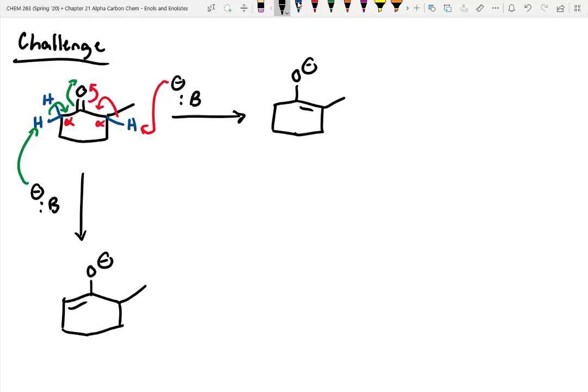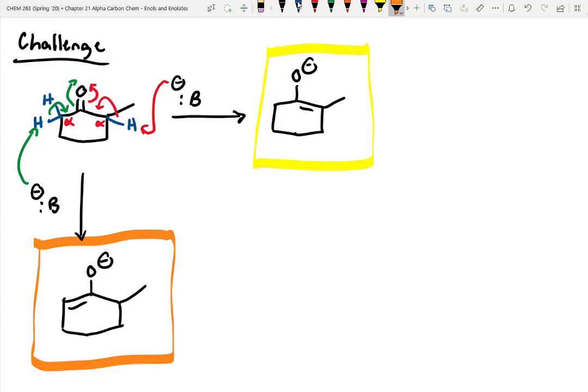And then we could ask ourselves, well, which one's going to be the more stable enolate? We've got this one up here that I've highlighted in yellow, and then this one down here that I've highlighted in orange. Well, really what we could argue is the enolate with the more substituted alkene should be the more stable enolate, right? So in this case, this alkene in the yellow box is tetrasubstituted, right? It's got 4 different groups coming off of it. So in this case, this would be the more stable enolate.